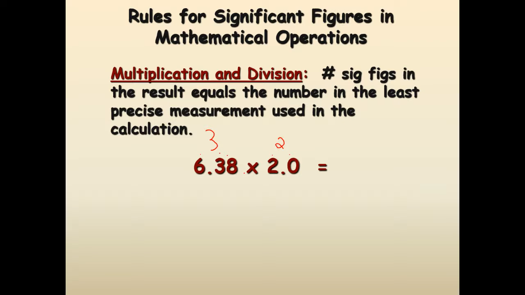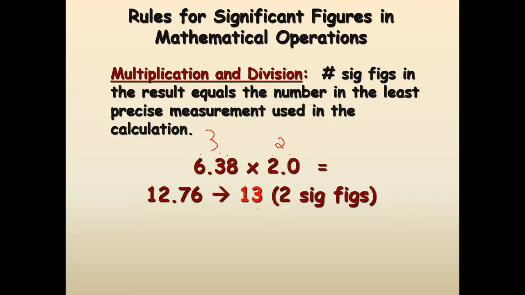We do the math the same. When we do the math, we get 12.76. That's what the calculator says. However, what you report equals the number of the least sig figs used in the calculation. The least precise measurement just means the fewest sig figs. This one has 3 sig figs, this one has 2 sig figs.